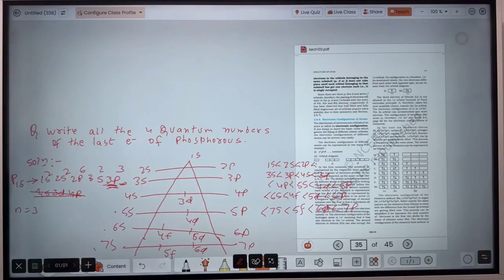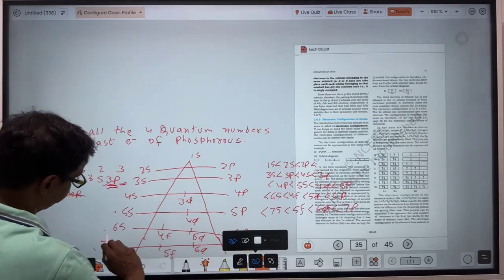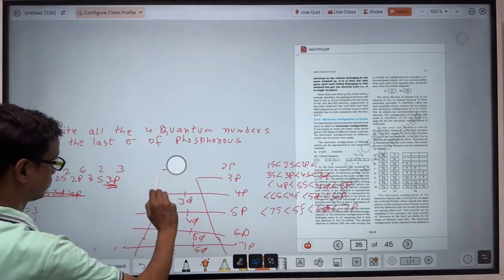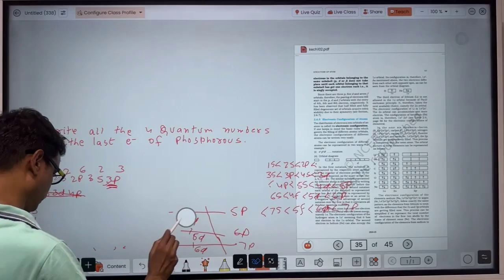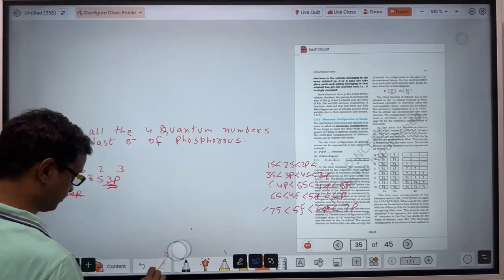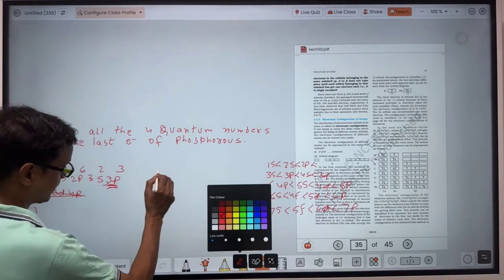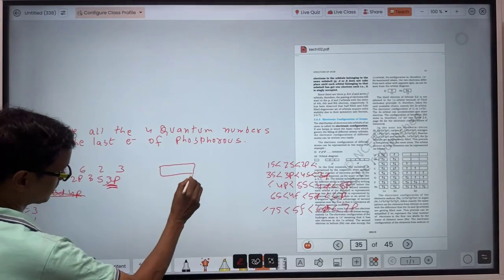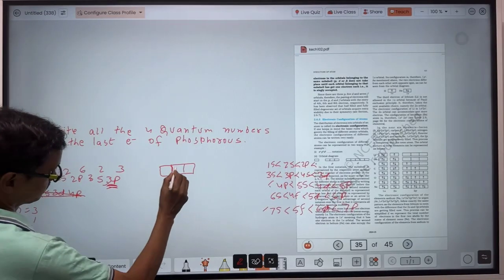Then L, for p, L equals 2. Sorry, L equals 1. For s it is 0 and for p it is 1. So for L equal to 1, what is m here? Listen. So here 3p is there. In 3p there are 3 orbitals.